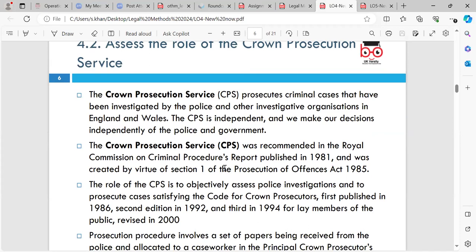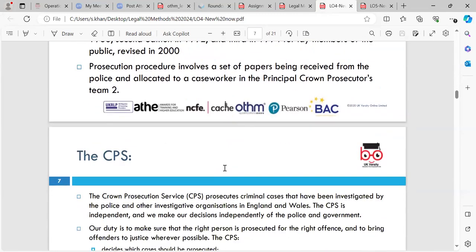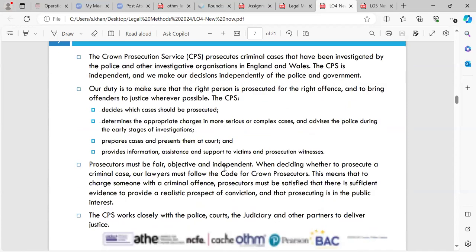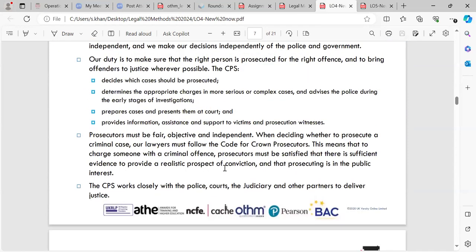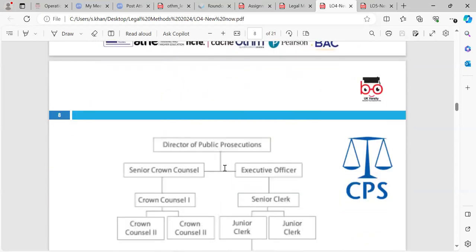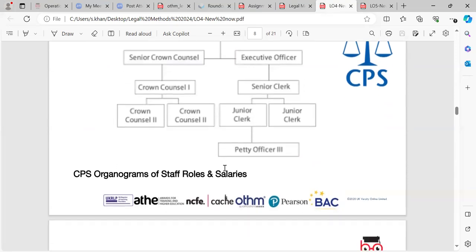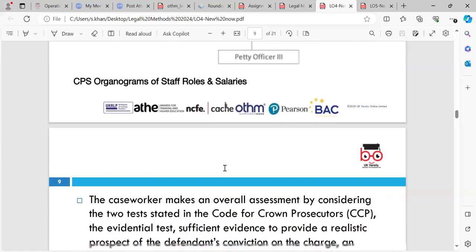And they are an independent organisation, independent of the police and government. The CPS: what their role is, what their functions are and what their duties are. Prosecutors must be fair, objective and independent. We looked at the director of public prosecutions within the CPS, the Crown Prosecution Service. They've got the senior Crown Counsel, Crown Counsel 2, executive officer, senior clerk, junior clerk, two of them, and petty officer.